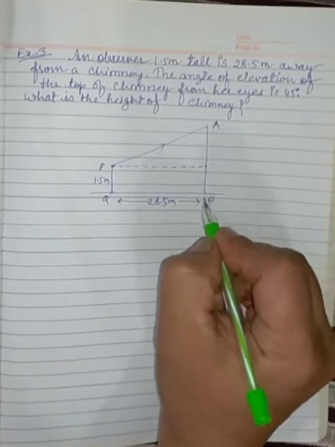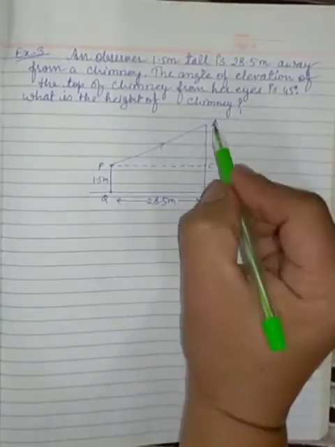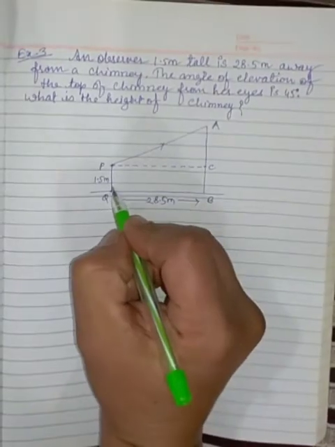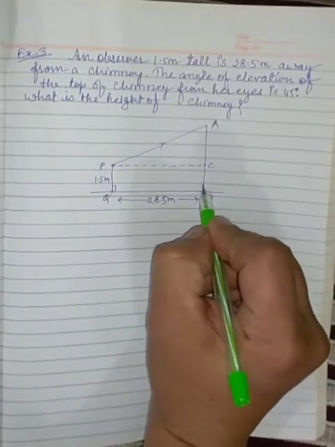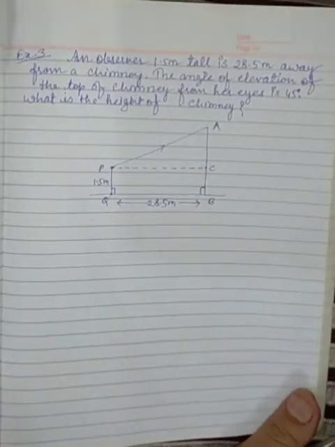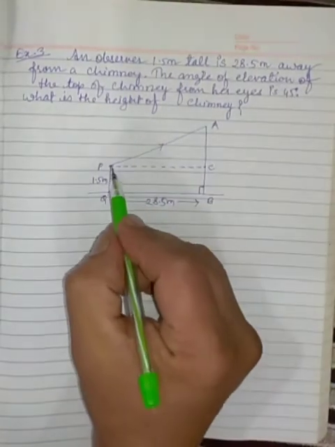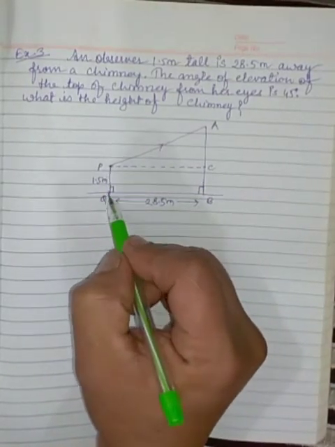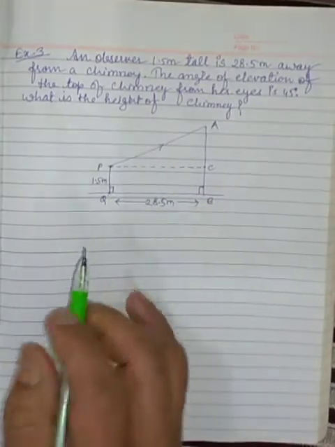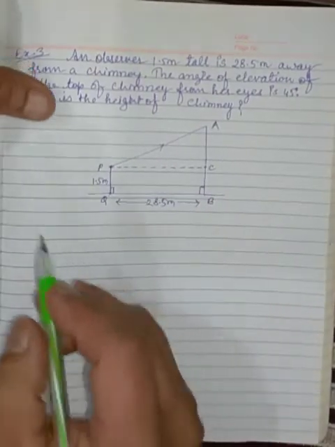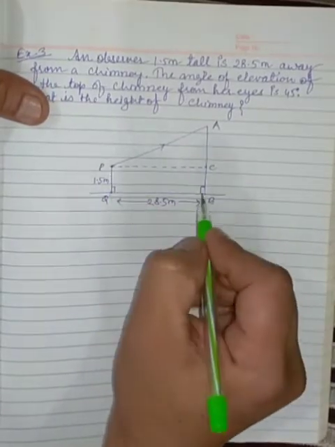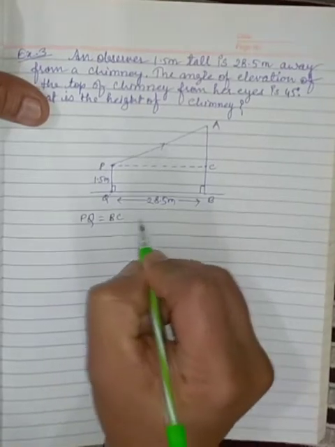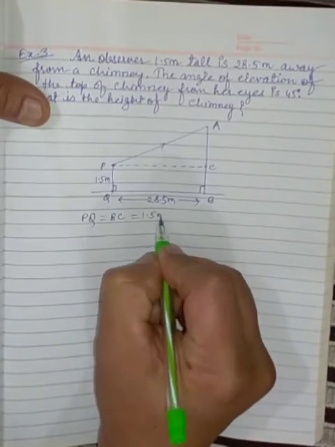So we will take a point C on the AB chimney. Now as we know that the observer and the chimney both are standing vertical perpendicularly, and we have drawn this PC parallel to QB. Therefore the figure PQBC becomes a rectangle, and as we know that in rectangle opposite sides are equal, therefore by figure PQ is equal to BC, both equal to 1.5 meter.